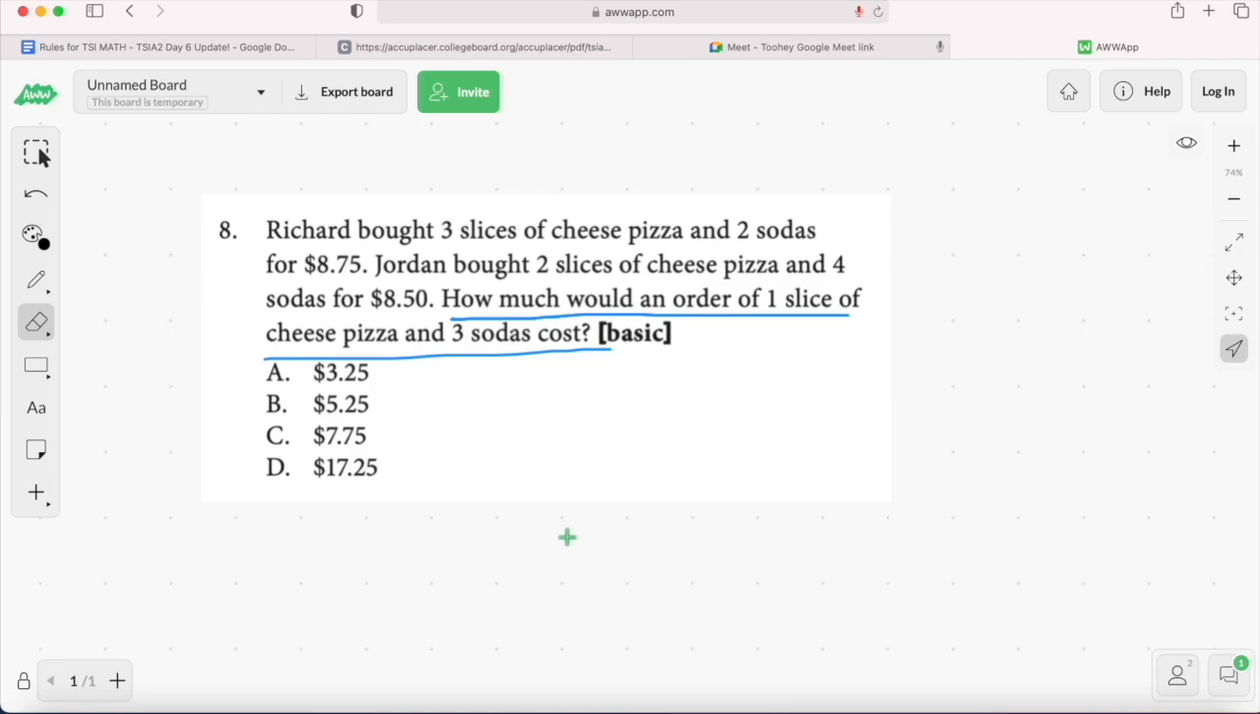And that makes sense too, because Jordan bought 2 slices of cheese pizza and 4 sodas. So we got double the number of sodas, but just 1 less slice of pizza, and he's paying less. Does that sound reasonable, by the way? 2 slices of pizza and 4 sodas. Does that sound reasonable? Okay. Now here's the question. How much would an order of 1 slice of cheese pizza and 3 sodas cost?